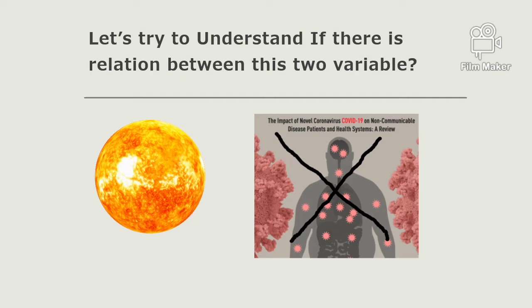Am I right? Maybe it has a relationship, but not correlation, because the sun is not a medicine. There is no medicine for COVID-19 yet, but it has a vaccine, or it has a negative relationship. So later, we will try to understand how to compute the correlation.